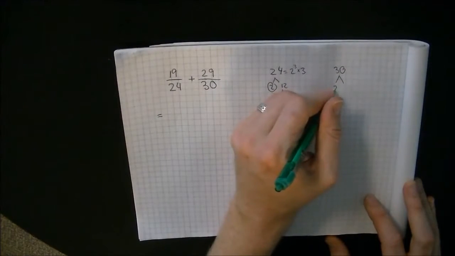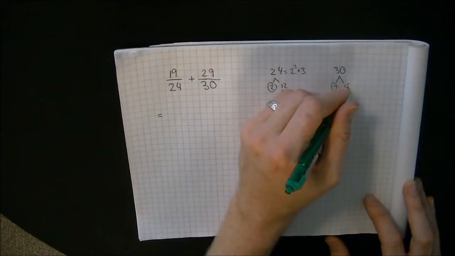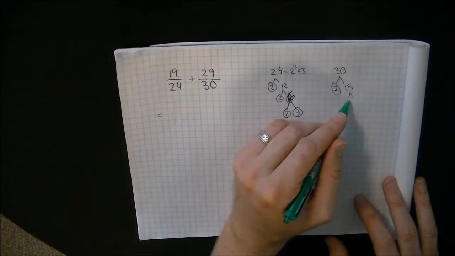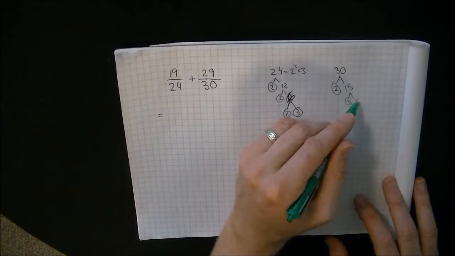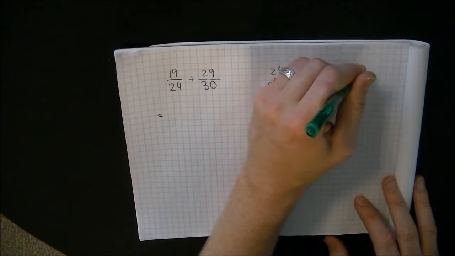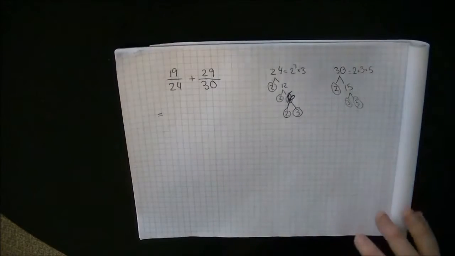And now 30. Well, we can factor out a 2, that's the first prime we could factor out, and that leaves us with 15. We can factor out a 3 and a 5. So 30 is 2 times 3 times 5.